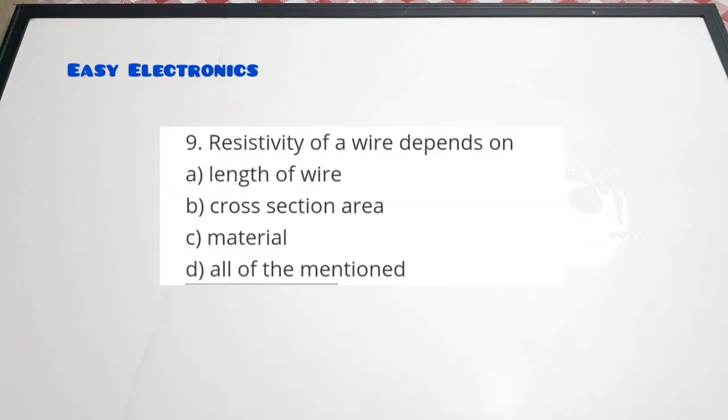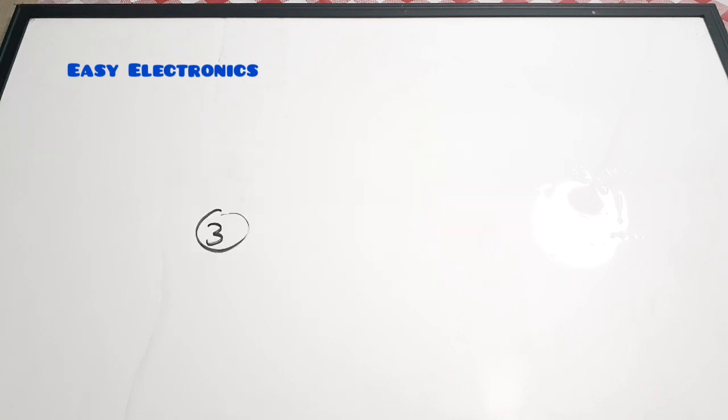Third question, you'll be seeing the question. The resistivity of a wire depends on dash. A, length of wire; B, cross section area; C, material; D, all of the above. So the resistivity is the property of a material. It does not depend on the length of the wire or the cross section or anything.